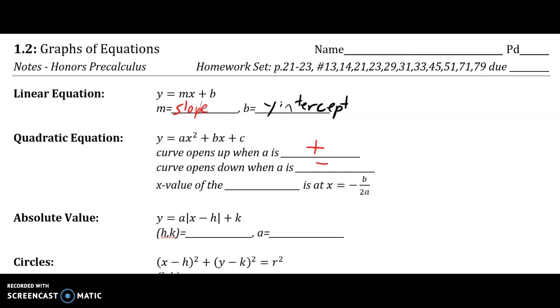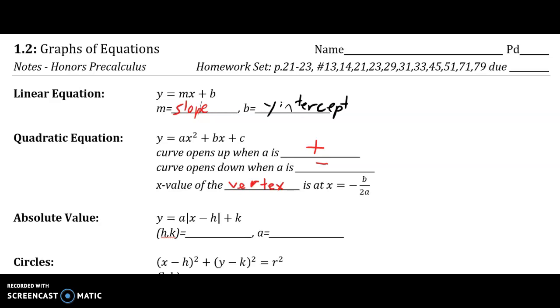The x value of the vertex is at x equals negative b over 2a. So that's how you would find it algebraically. You could use a calculator to find it as well. We'll practice that later, doing that on our calculator.